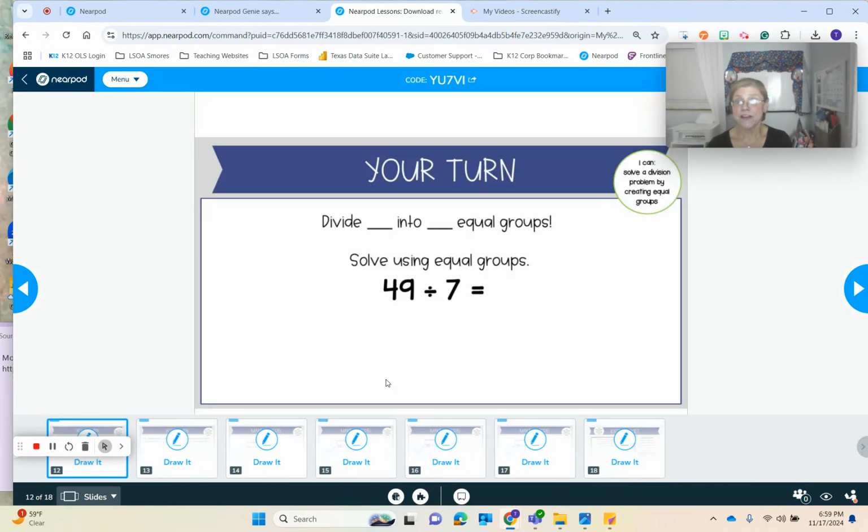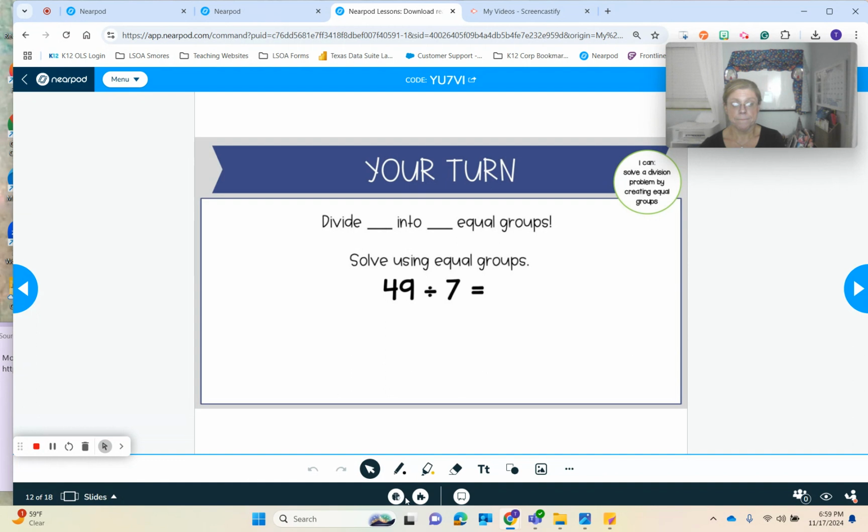So let's work through this together. Divide. We're going to do this one together, and then in a few moments, I'm going to send you on your way. So divide 49. So divide 49 into how many equal groups? Into 7 equal groups. So we know we need 7 equal groups.